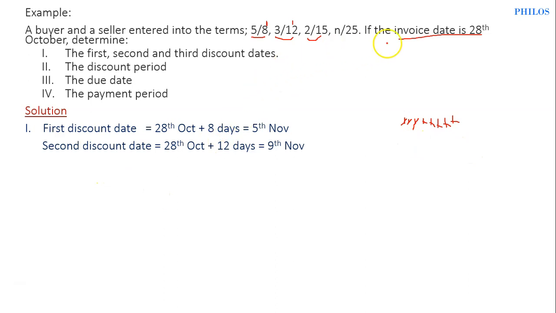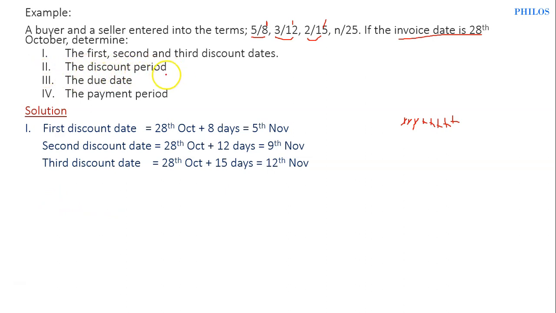Then to get the third discount date, we take 28 plus 15. So 28 plus 15 will give you 43, isn't it? So let's take out the 31 days of October from 43. You'll be left with 12. And the following month after October is November. So that will be 12th November. 28th October plus 15 days should give you 12th November. You can use this method here to also do that. Then let's go to Roman number 2. Roman number 2 says we should find the discount period.